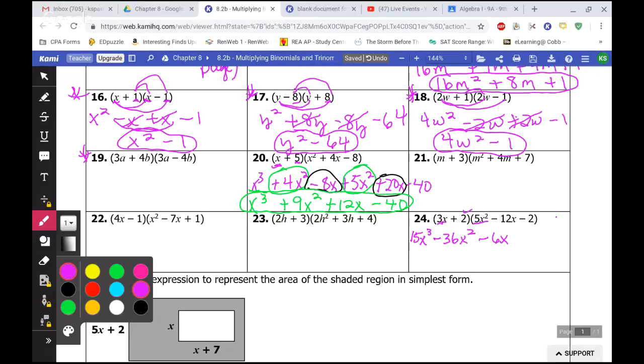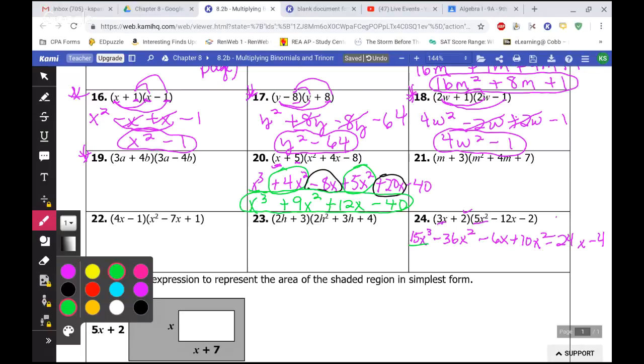Now we're going to multiply the 2 by everything in the second set of parentheses. So 2 times 5x squared is a positive 10x squared. And 2 times negative 12x is negative 24x. And 2 times a negative 2 is a negative 4. Now our multiplying is all over, so we're looking for like terms to combine.